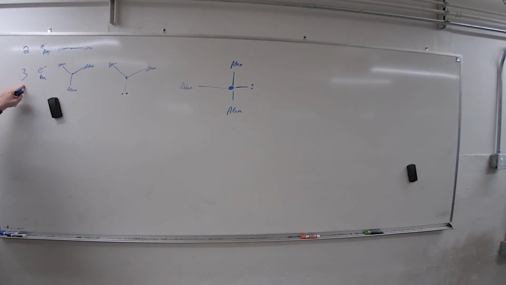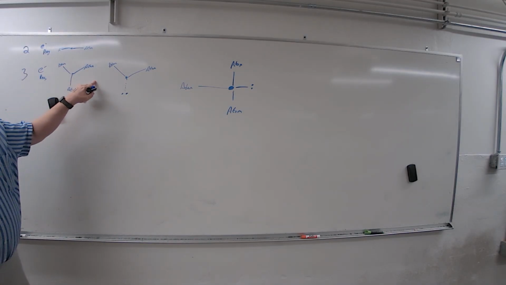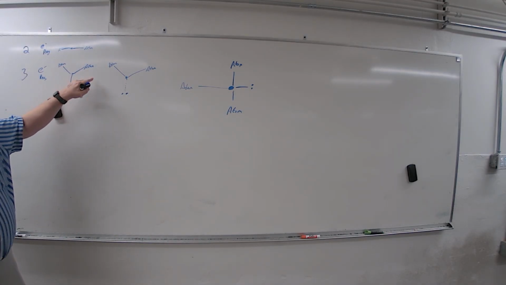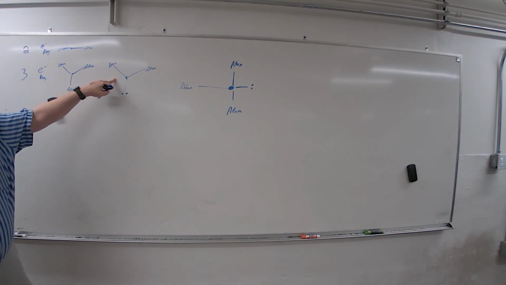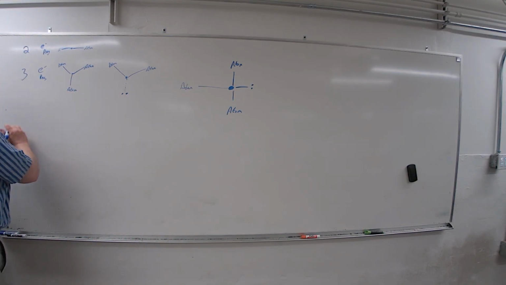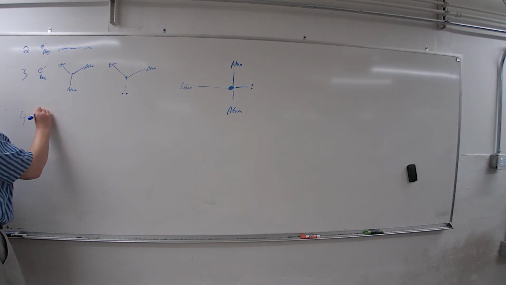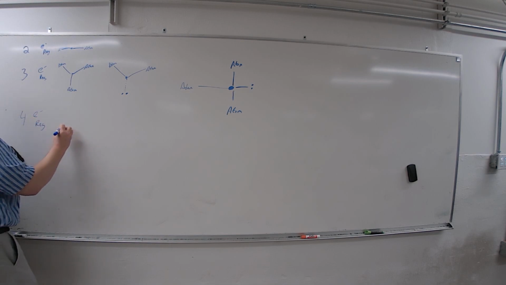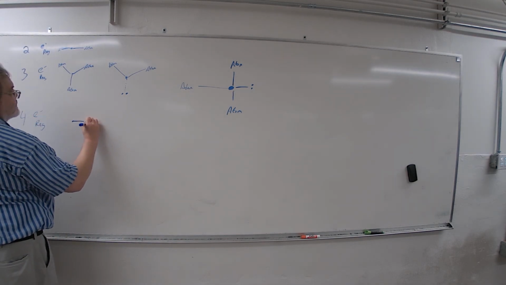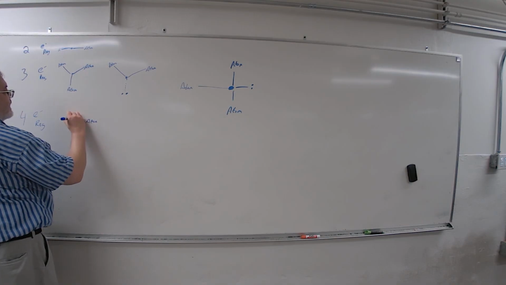When there's three total things around it, there's only two examples to worry about. One of them is trigonal planar, one of them is bent at 120 degrees. When we go to four things, four electron regions, we've got the one where they're all atoms, but I can't draw the plane of the board now.